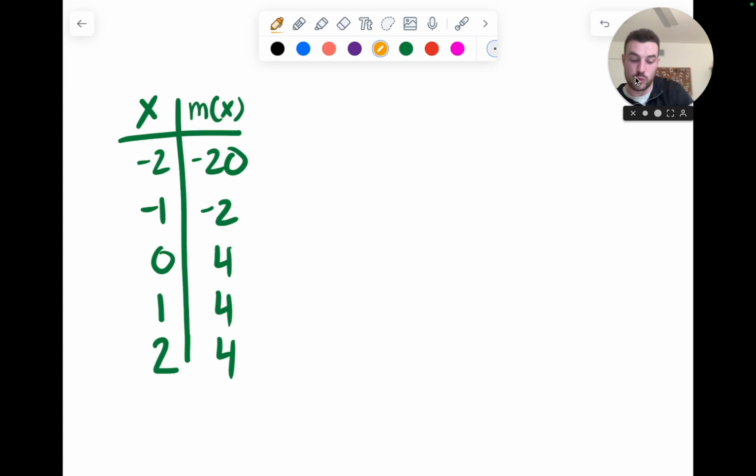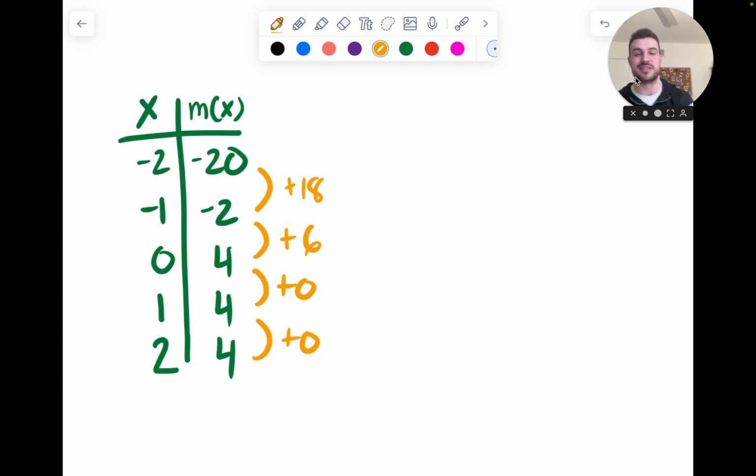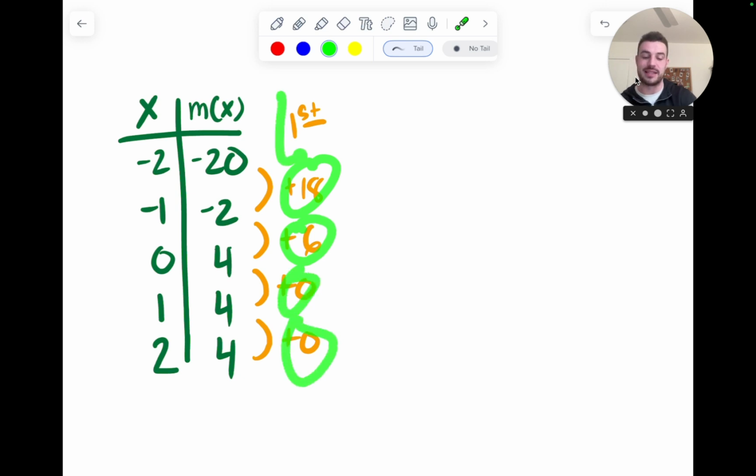All right, so we're doing the same idea. I'm going to check to see if it's linear first. We are adding 18, adding 6, but then I add 0 and 0. And that doesn't really work for me, right? Those are all not consistent numbers. So therefore, the first difference is not constant. These values are not constant. So it is not a linear function.